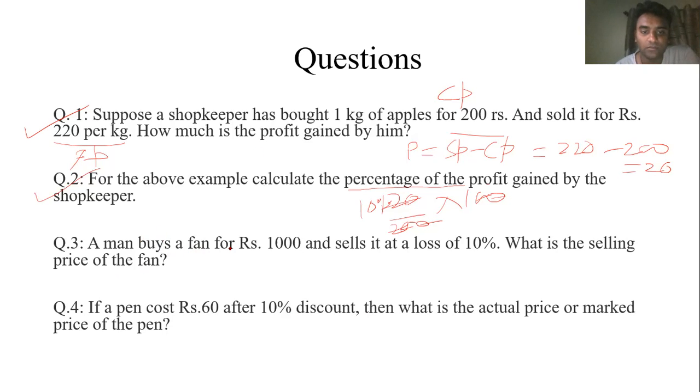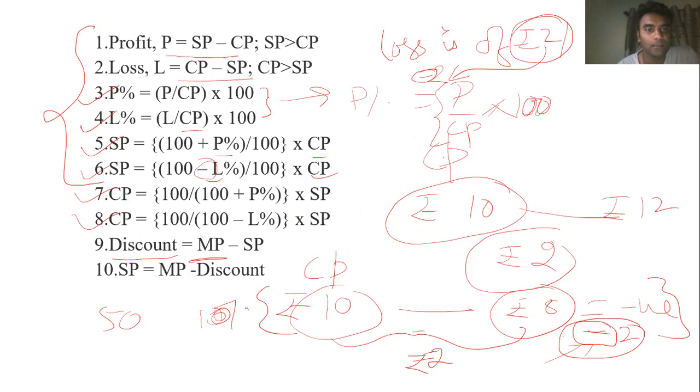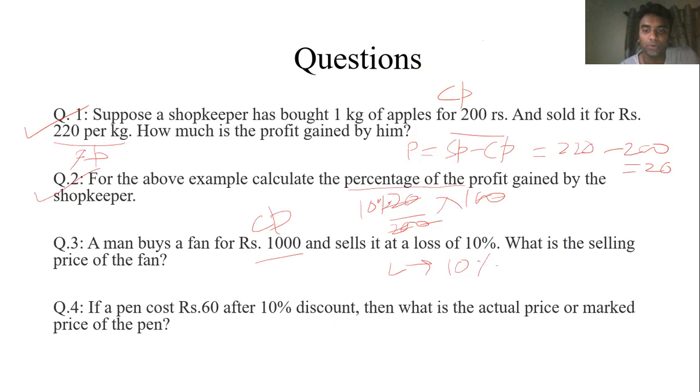A man buys a fan for rupees 1000 and he sells it at a loss of 10%. What is the selling price for the fan? This is the cost price, correct? And the man is incurring a loss. So loss is given to you, which is 10 percent, correct? Now go back to the formula for loss percentage, formula number 4. We'll use this formula: loss by CP into 100, right? So loss percentage is 10 by CP into 100, right? Sorry.